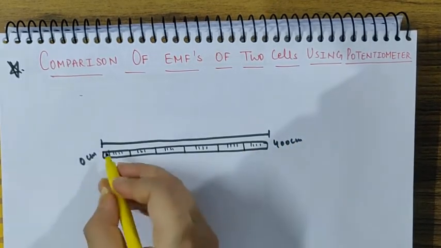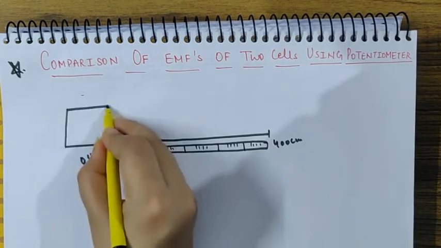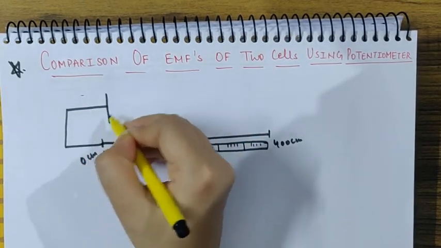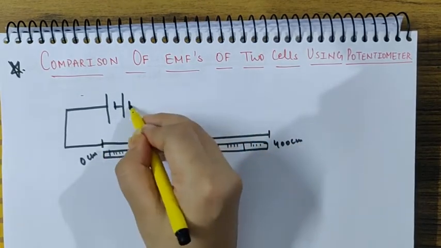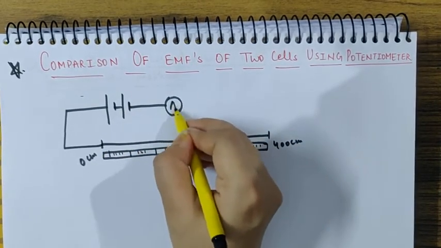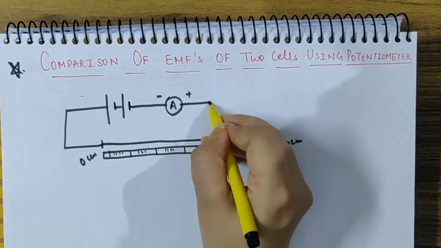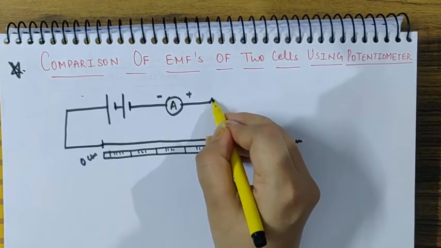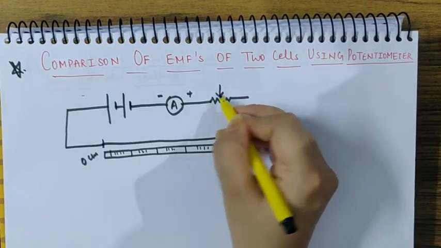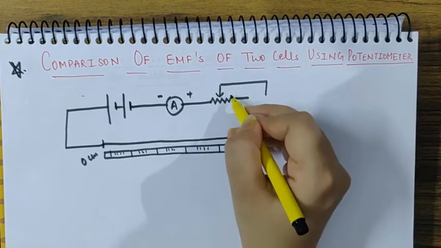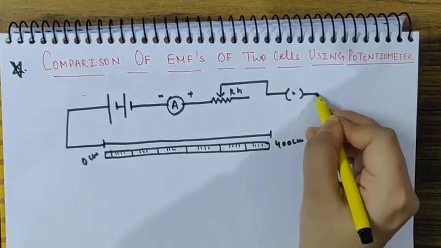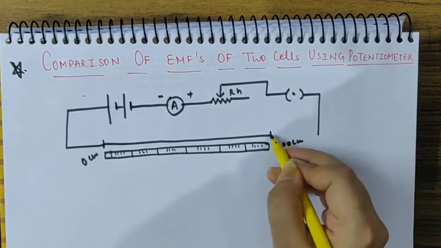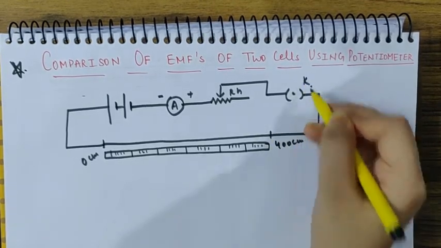So further we have to make the auxiliary circuit. Auxiliary circuit consists of a driver cell. In series with the driver cell we have an ammeter, and in series with the ammeter we have a rheostat, and finally we have a key. Connecting the key is also very important, and then the circuit is complete.